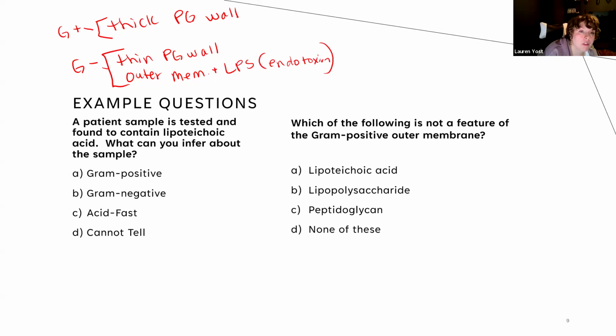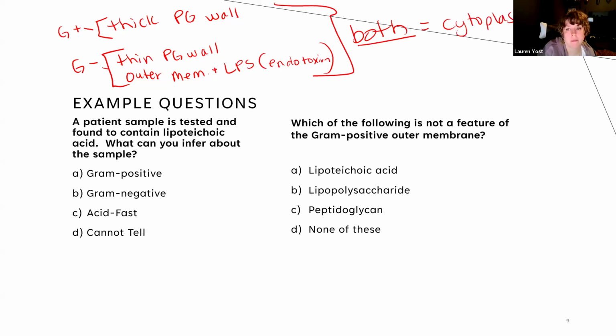So both of these have a cytoplasmic membrane. All cells have a cytoplasmic membrane, also known as an inner membrane or a cell membrane or a plasma membrane. That's all the same. All right, let's see if we can answer a question with this.